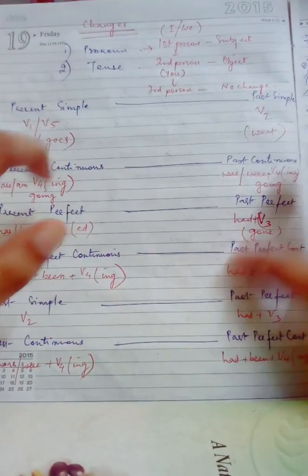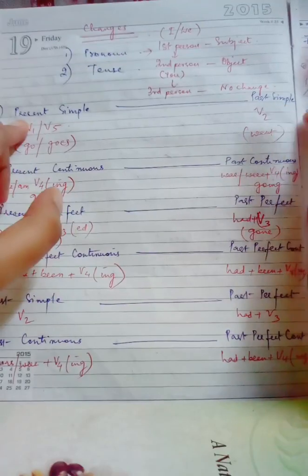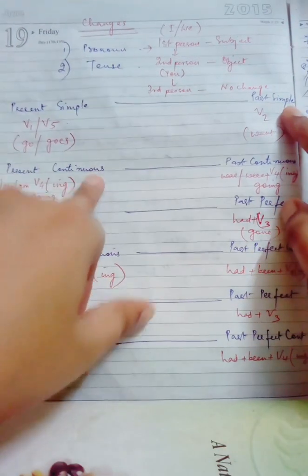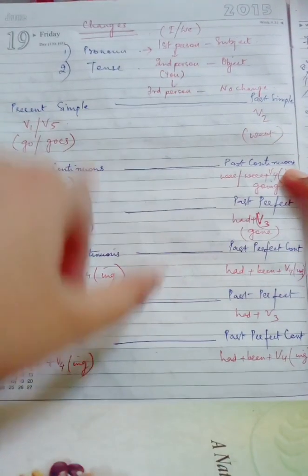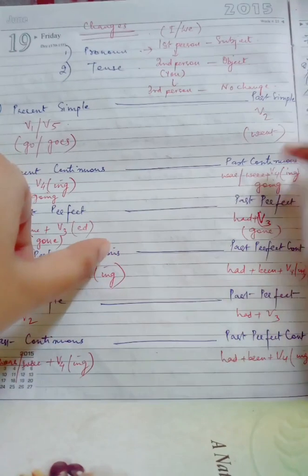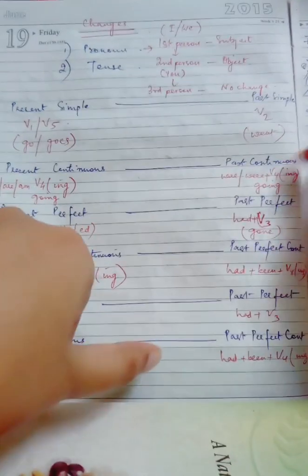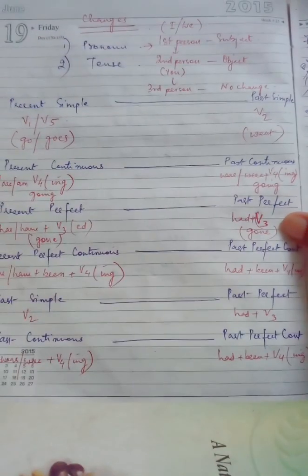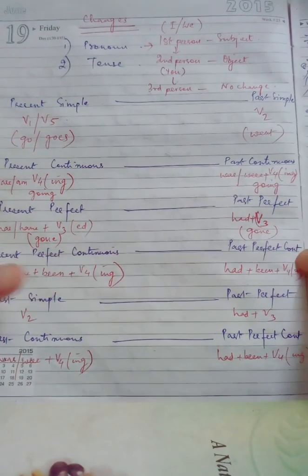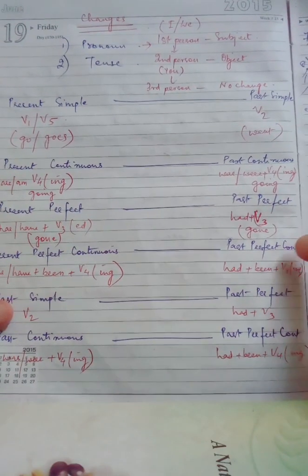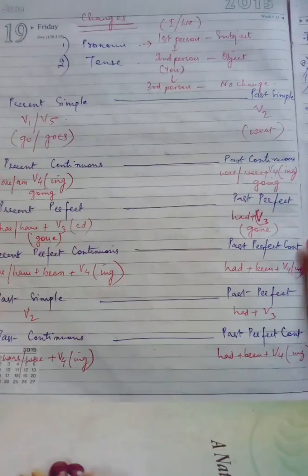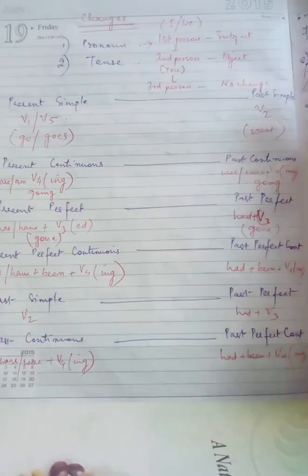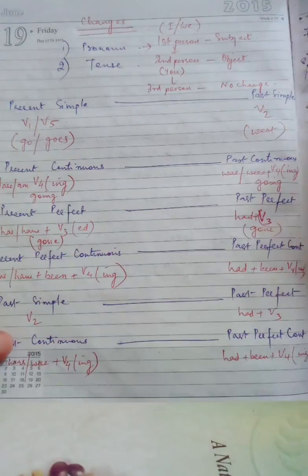So the form will remain the same, only the tense will change. So it will remain simple, but present will become past. Similarly, present continuous tense changes into past continuous tense. It will remain continuous, but present will become past. Present perfect tense will change into past perfect tense. And then the fourth one, present perfect continuous tense will change into past perfect continuous tense. So all the forms remain the same, but there's a change in the tense. So all present forms change into past tense.